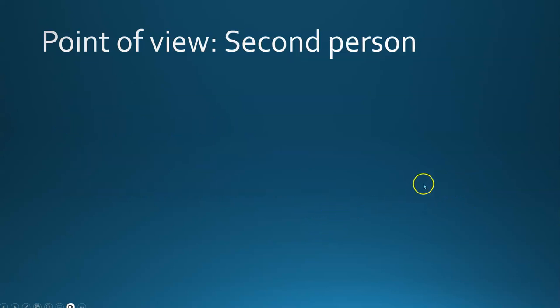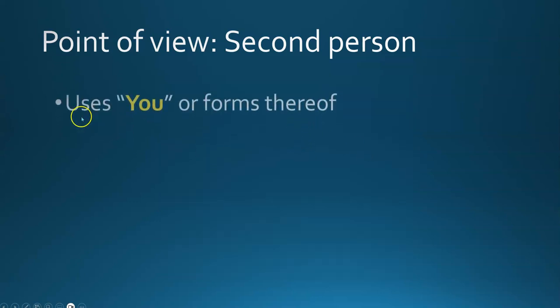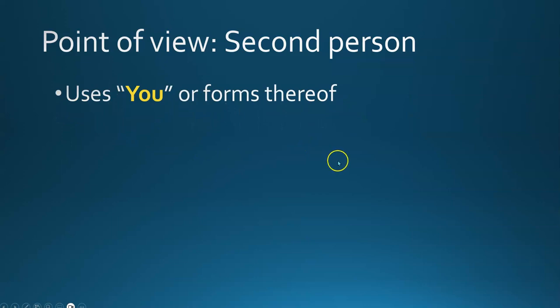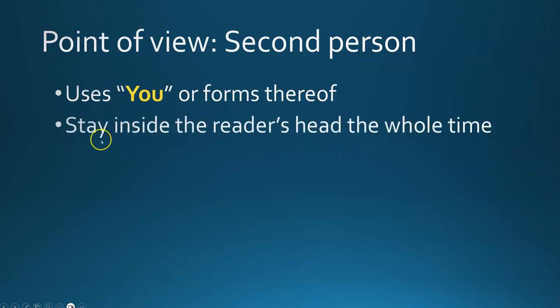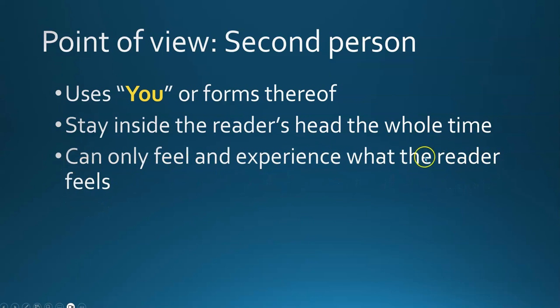Now, second person point of view is one of the stranger ones. It's a little weird, and there's a time and a place for it. Second person uses you. So instead of being inside the character's head, you're really inside the reader's head. You're telling the reader what they are feeling or thinking. So it uses you or forms thereof, like you, your, yourself. And you stay inside the reader's head the whole time. That seems a little strange, but when would we use this? I'll give you some examples in just a second. Again, you can only feel and experience what the reader feels, not what the character feels.